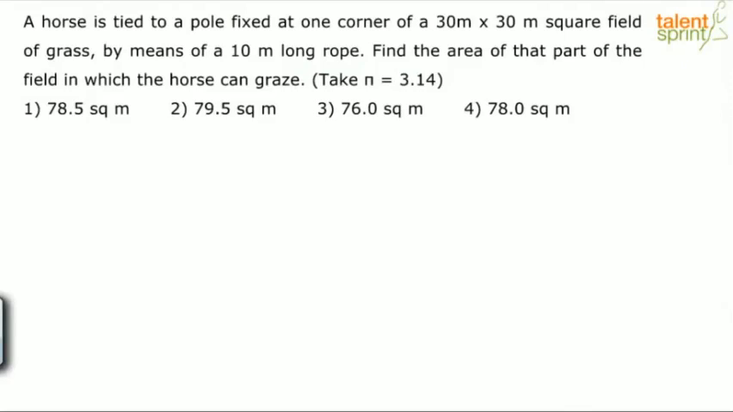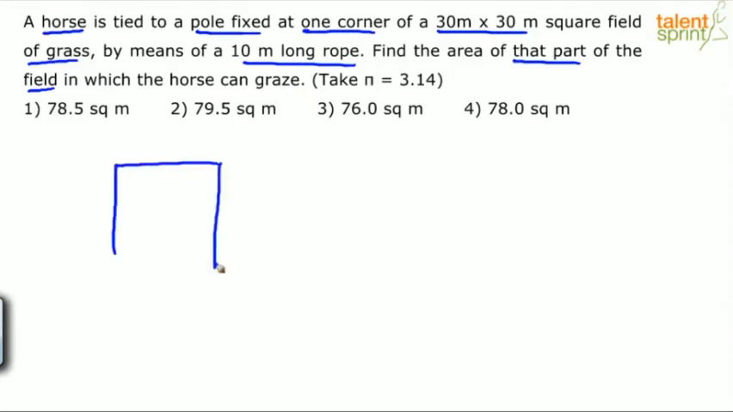Next question from mensuration. I think we have solved similar questions in our actual video as well, right? It says a horse is tied to a pole fixed at one corner of a 30 by 30 meter square field of grass by means of a 10-meter long rope. Find the area of that part of the field which the horse can graze. There is a square field, dimension 30 by 30.